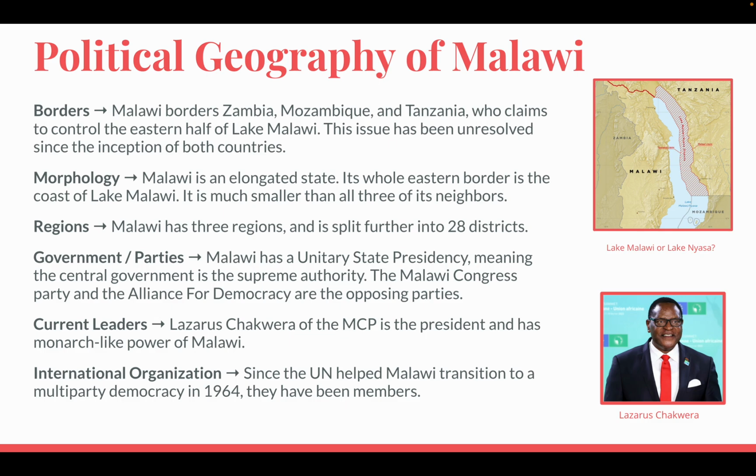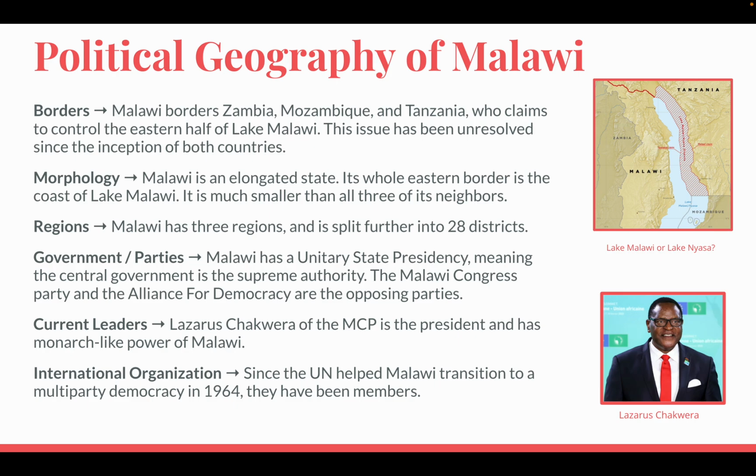There are 2 main political parties that are in power in Malawi, and those are the Malawi Congress Party and the Alliance for Democracy. And these oppose each other similarly to Republicans and Democrats in the United States. So currently, President Chikwera of the Malawi Congress Party is the president. And so with that unitary state presidency system, he has monarch-like power over Malawi.